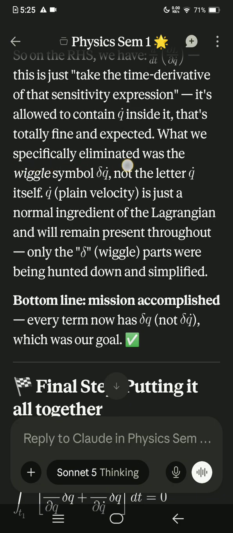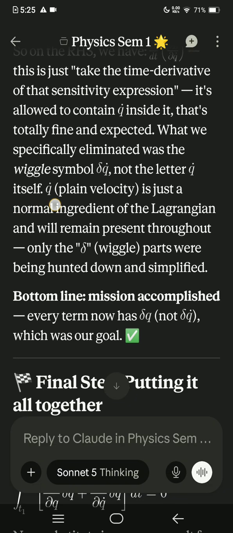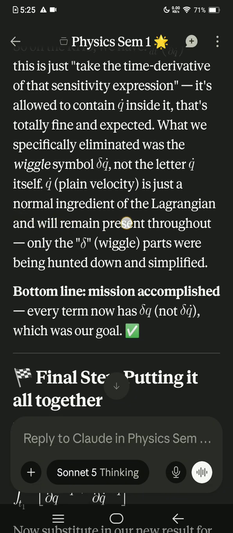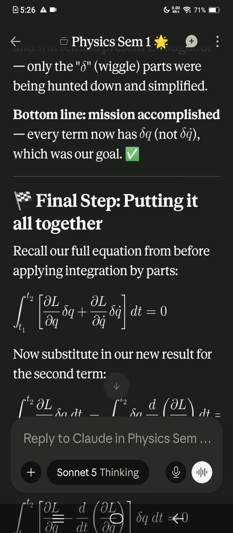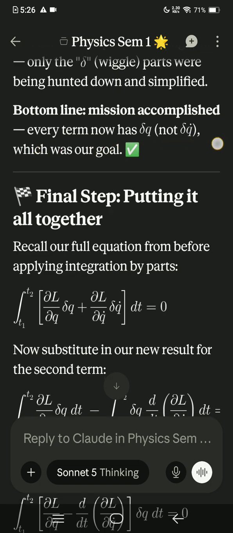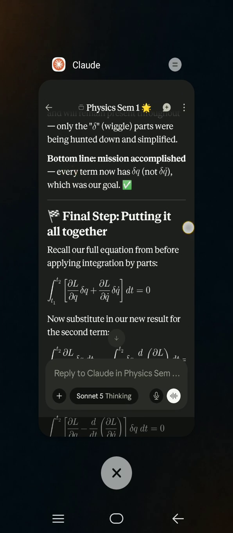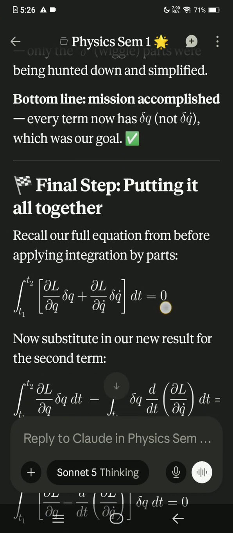What we specifically eliminated was the wiggle symbol, not the letter q dot itself. Q dot, the velocity, is just a normal ingredient of the Lagrangian and will remain present throughout. Only this del or delta, what is this called anyways, this wiggle part was being hunted down and simplified. Bottom line, mission accomplished. Every term now has this, not this, which was our goal.